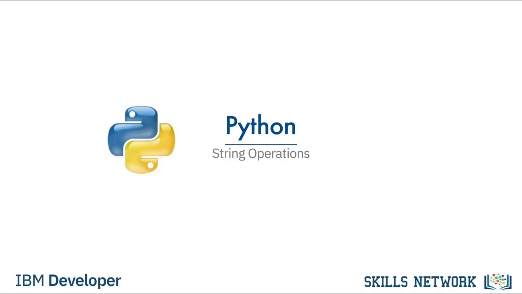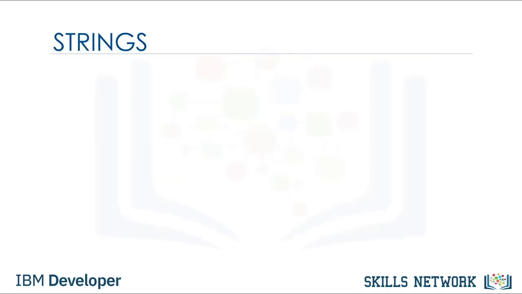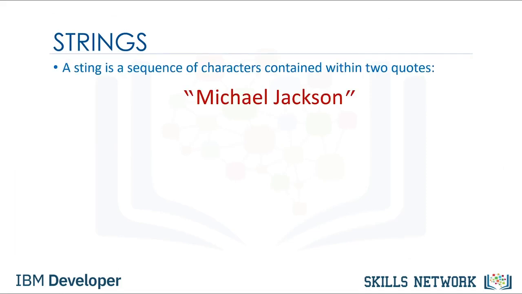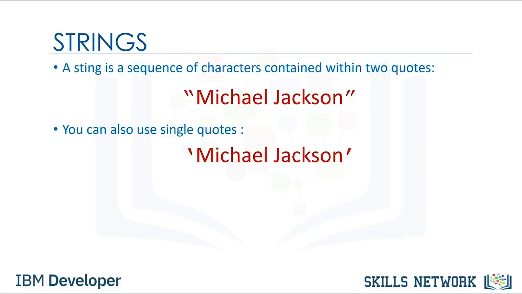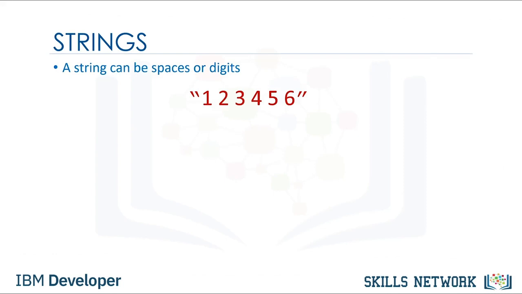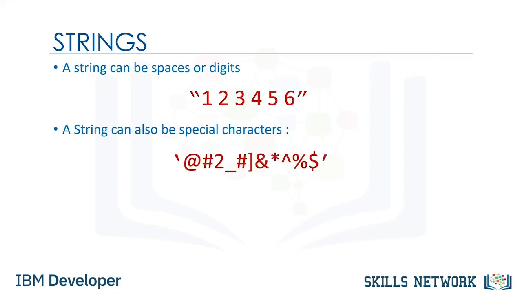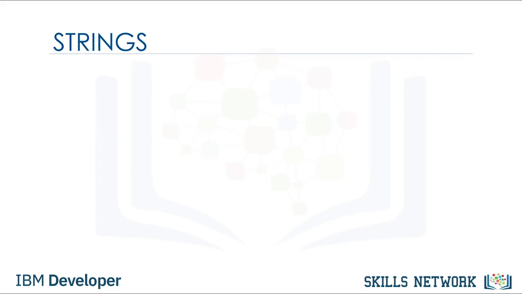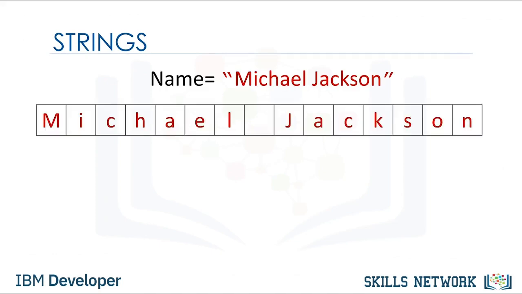In Python, a string is a sequence of characters. A string is contained within two double quotes. You could also use single quotes. A string can be spaces or digits. A string can also be special characters. We can bind or assign a string to another variable.